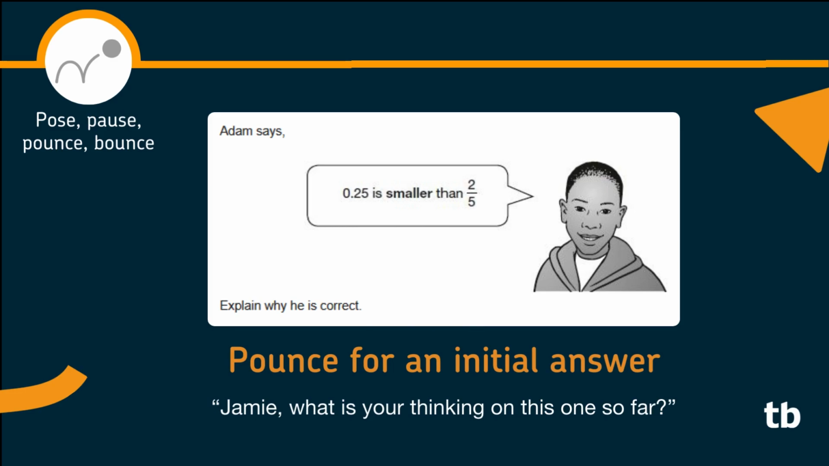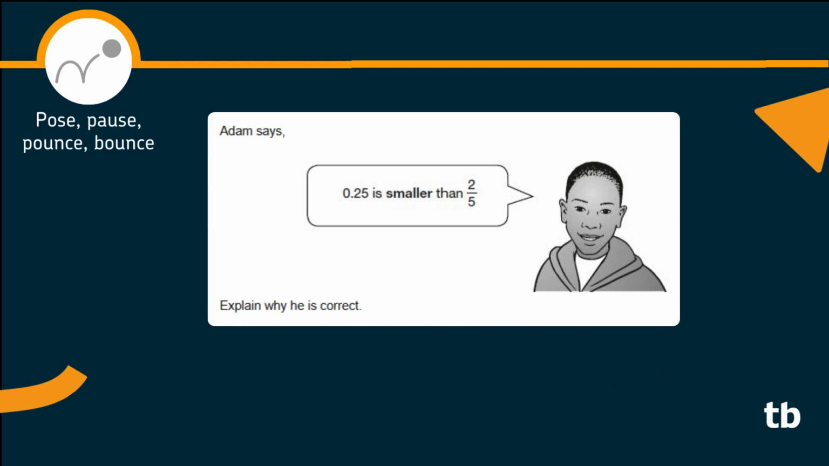Pouncing sounds scary, but it really is just developing a no hands up culture in the classroom, encouraging more engagement and thinking. Pose a non-intrusive, open-ended follow-up, like, what is your thinking on this? This means the pupil can access and respond in a way that they feel comfortable without fear of getting it wrong.